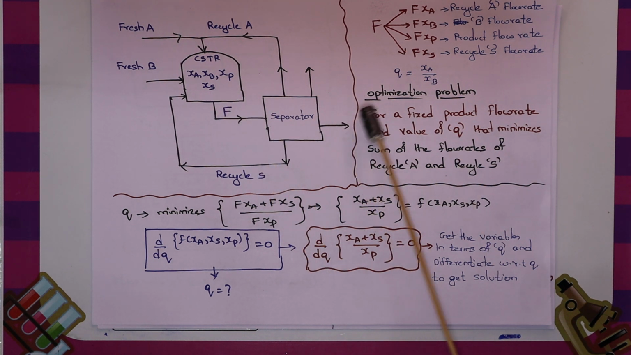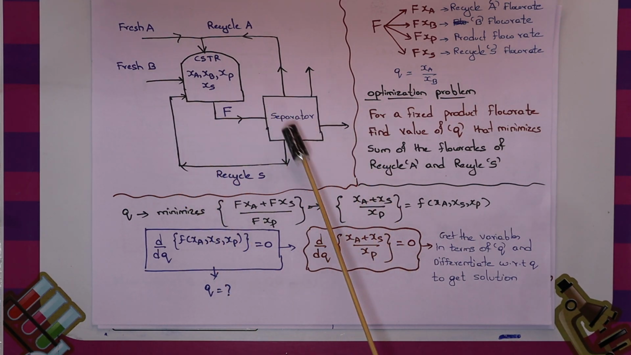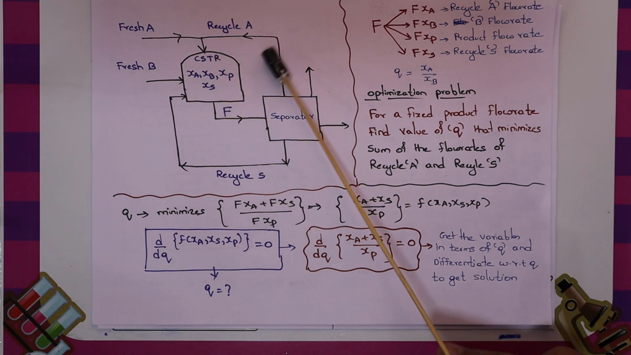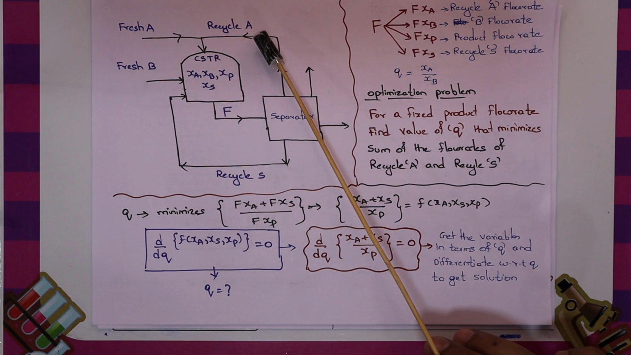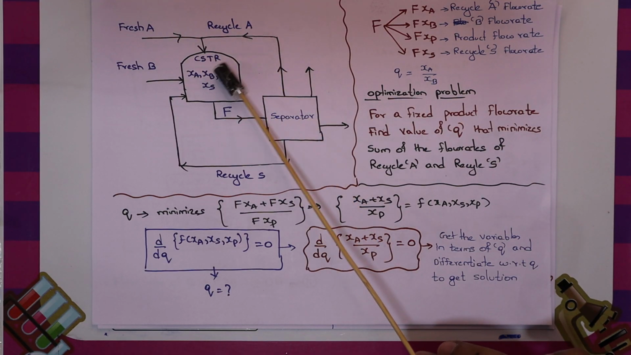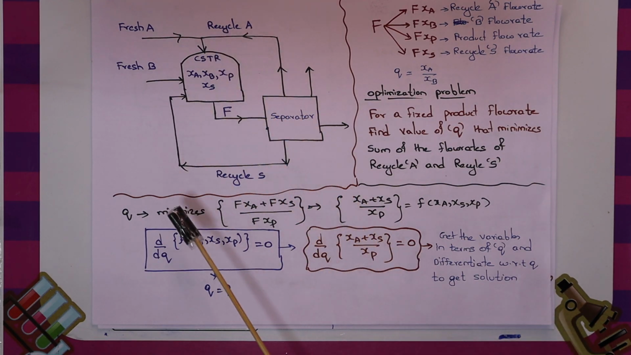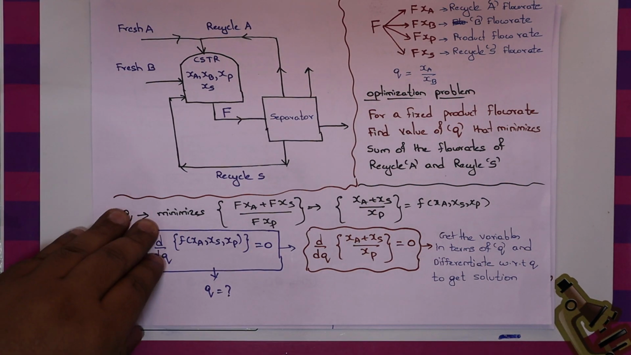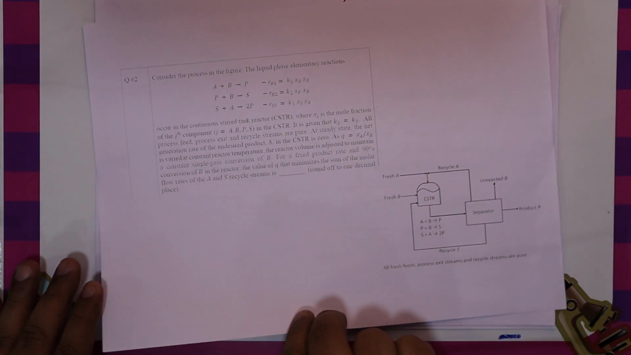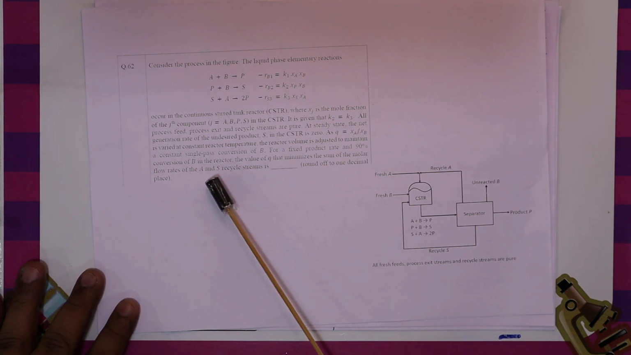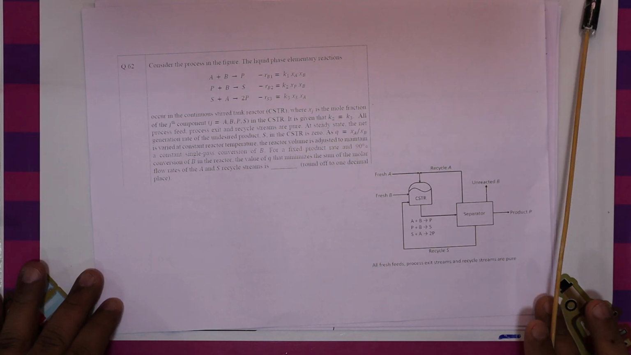So the minimum flow rate of A and the minimum flow rate of S will be recycled back for a fixed product, which is F into XP. For a fixed product, what is the minimum recycle of S and recycle of A we can pump back into the reactor? Why do we have to take the minimum? Because if minimum A is getting into the reactor, it means maximum conversion is happening in the reactor, that is why the minimum recycle is going back. So that is why it is called an optimization problem. So here the value of Q that minimizes recycle A plus S for a fixed product is 3.